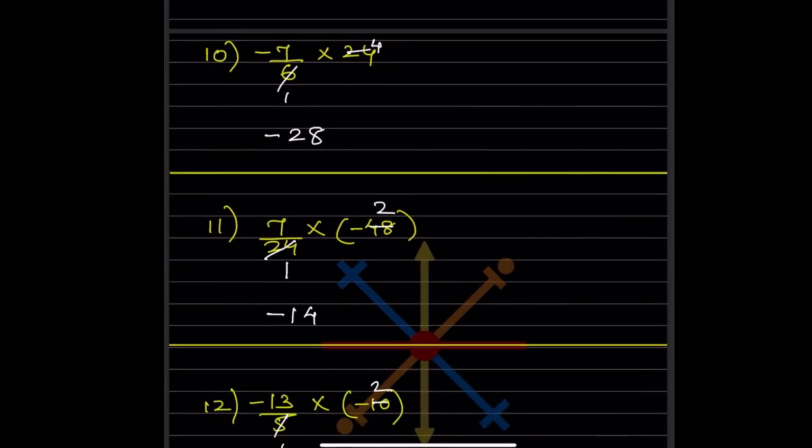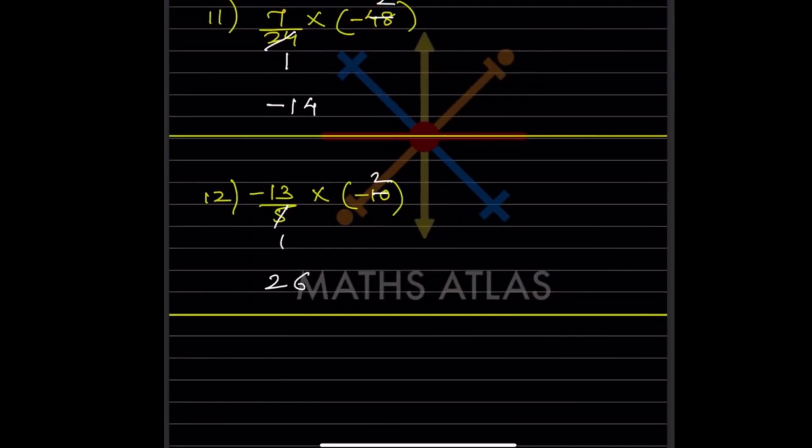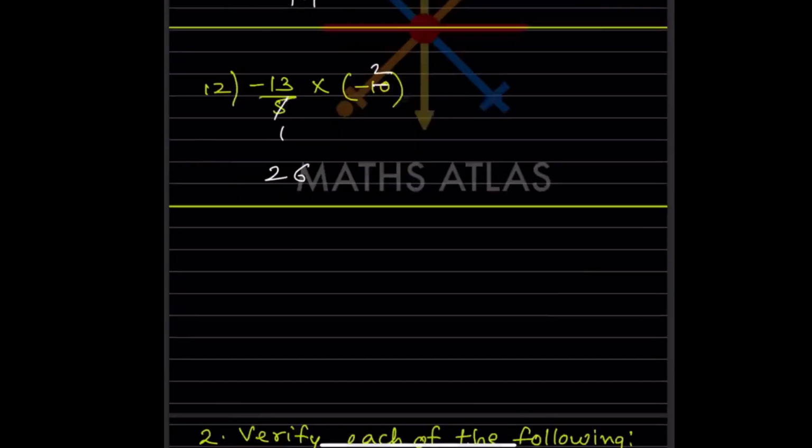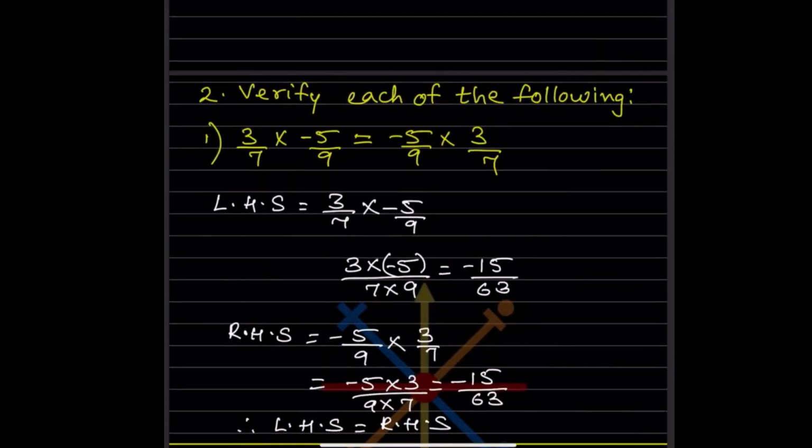Now here, 24 ones are 24, 24 twos are 48. This is minus here, so that is going to be minus 14. So here 5 ones are 5, 5 twos are 10. Minus and minus becomes plus. So 13 twos are 26. Now verify each of the following: 3 by 7 into minus 5 by 9.